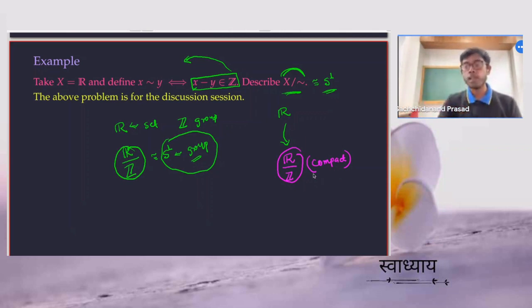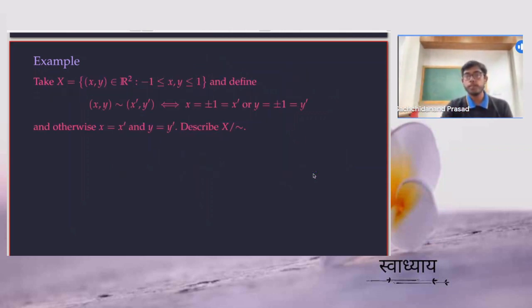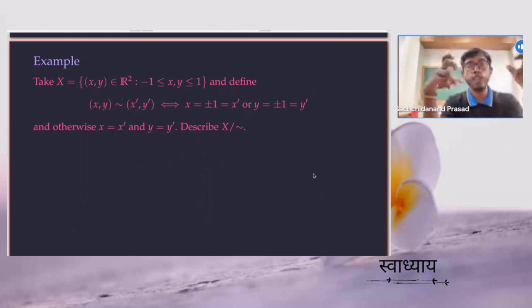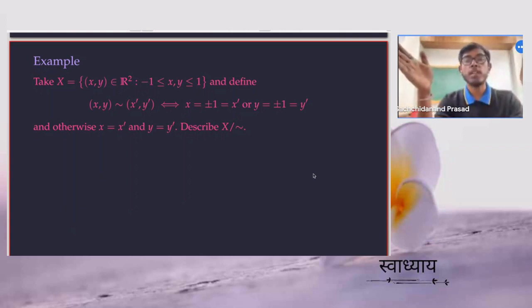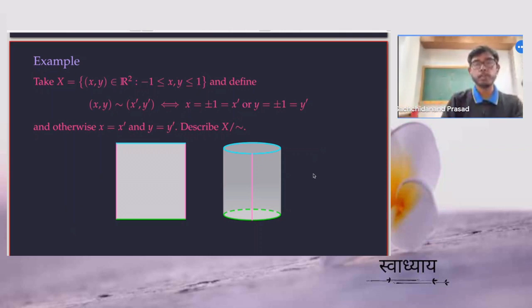Let's move to the next example, which we have discussed. This is a construction of a cylinder. What I am doing is taking a square sheet and gluing the opposite ends. I glued these two, and what I am getting is a cylinder. But that's just our guess that it should be a cylinder. Now we need a proof that the quotient space is indeed a cylinder.